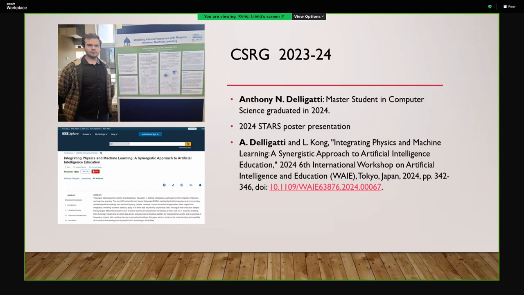Also, Anthony is the second student I hired as research assistant last year. He developed a novel hybrid AI method to solve some classic differential equations and even partial differential equations. There are some applications in biology and mechanical engineering for the equations Anthony solved. He presented at STARS, and one of our papers has been published in the proceedings of a conference in Japan, and it's also appearing in IEEE.